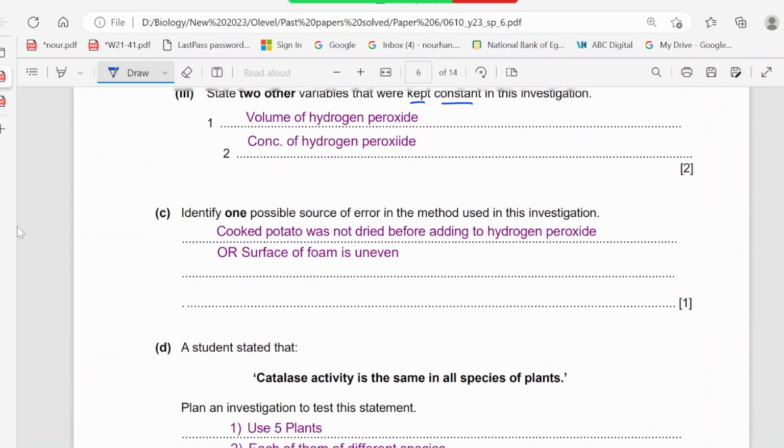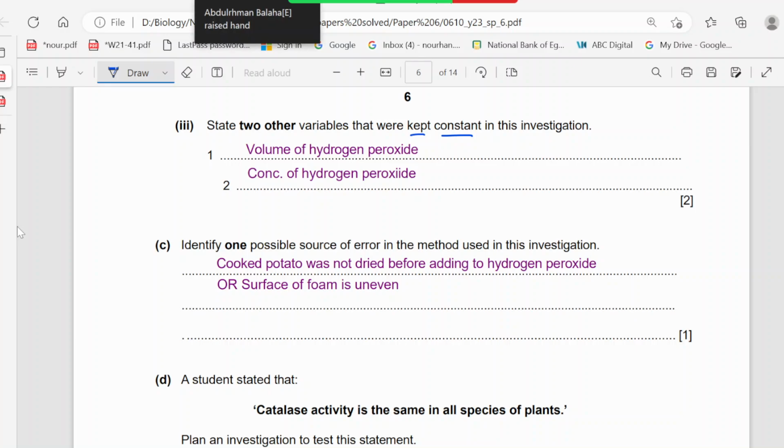Identify one possible source of error. ايه possible source of error؟ ان قلنا حاجتين. Cooked potato was not dried before adding to the hydrogen peroxide. This means that it had water on the outside, which might affect the concentration of the hydrogen peroxide. يبقى أنا لازم أنشفها كويس من بره so that there is no water on the outer surface.